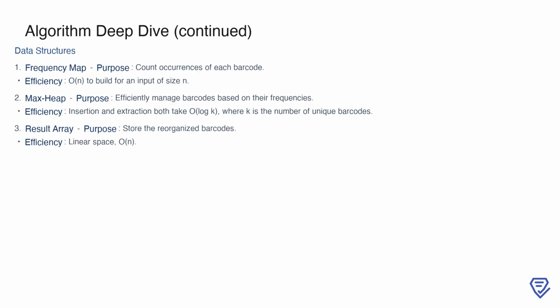The second data structure is a max heap, which helps us efficiently manage barcodes based on their frequencies. Operations like insertion and extraction on the heap take O(log k) time, where k is the number of unique barcodes. The third data structure is the result array, which stores the reorganized barcodes. This array requires linear space, or O(n), matching the size of the input.